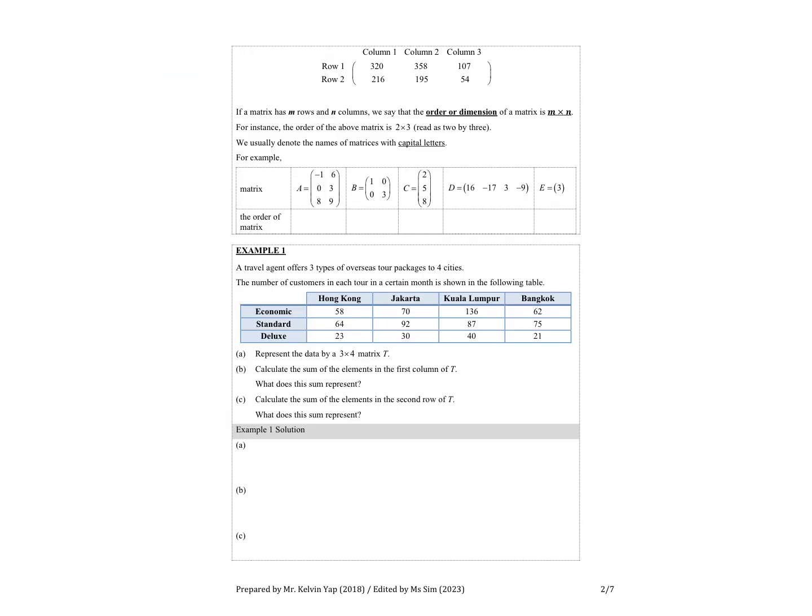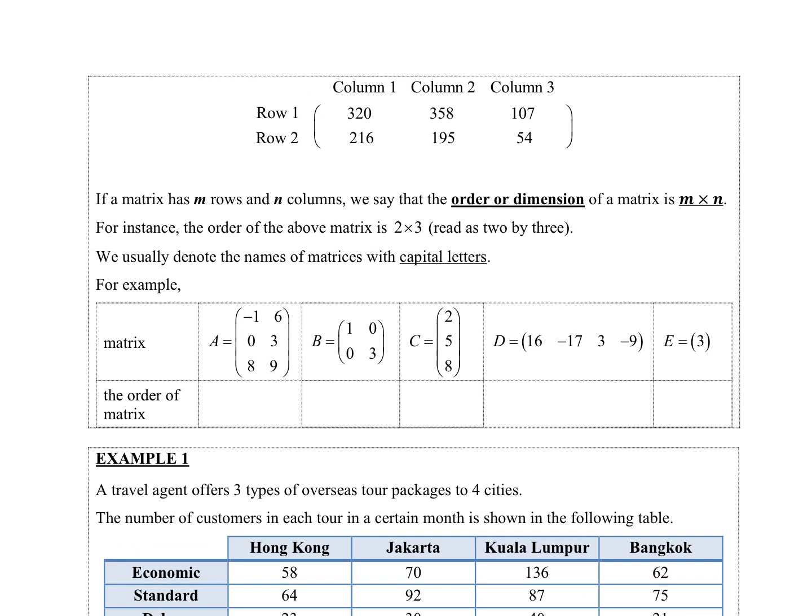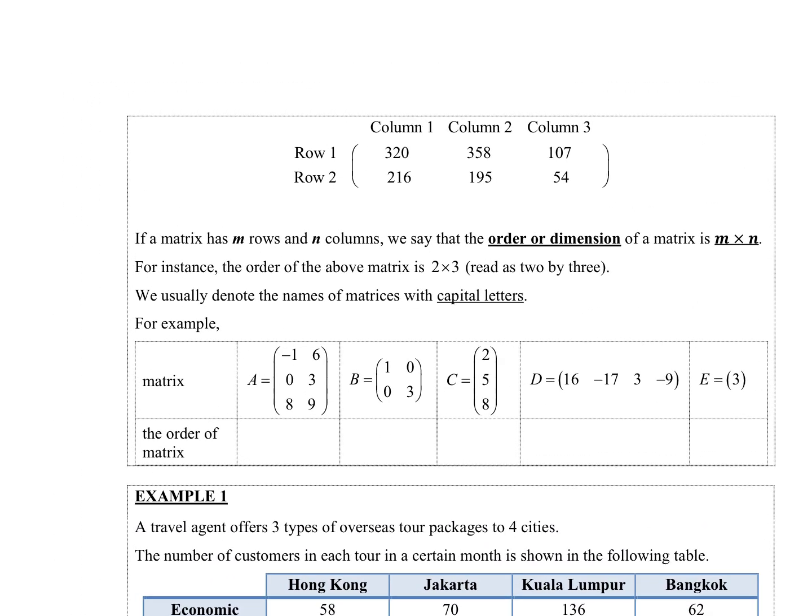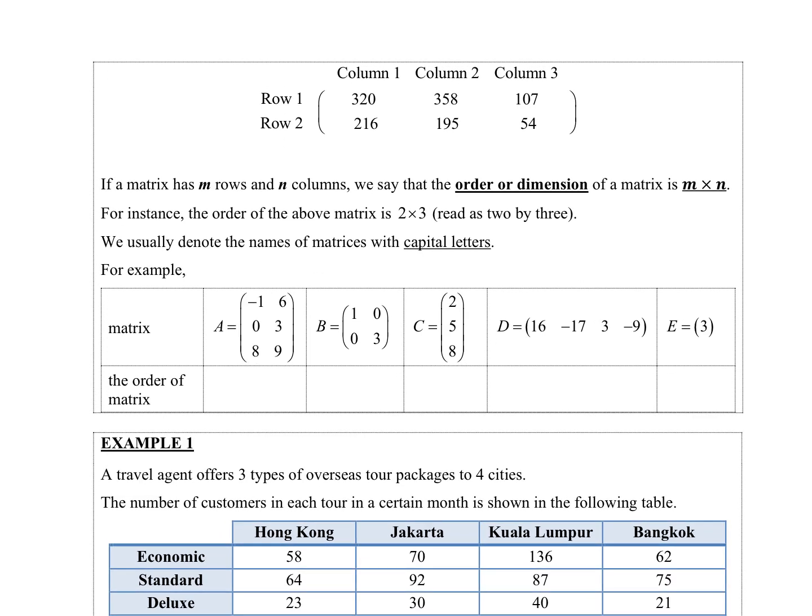Okay, next one. This is what they wrote just now. Can you tell me the order of matrix A? How many rows and how many columns? 3 rows, 2 columns. So it's always rows times columns. So this one is 2 by 2, 3 by 1, 3 by 1, 4 by 1, 1 by 4, 1 by 4, cannot be 4 by 1, 1 by 1. So this one is 1 by 1.